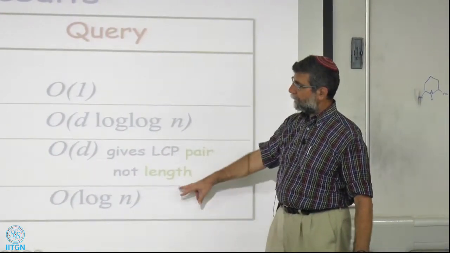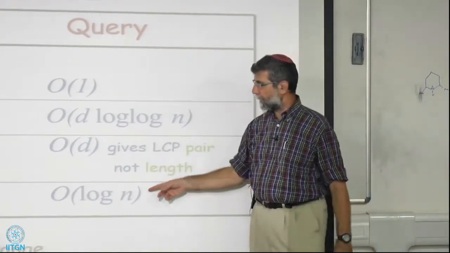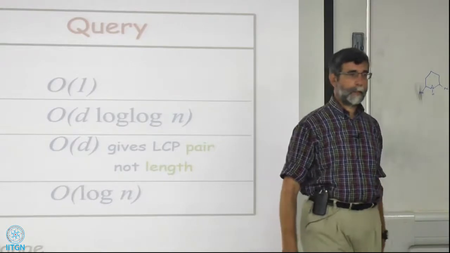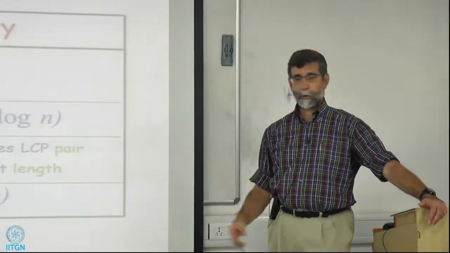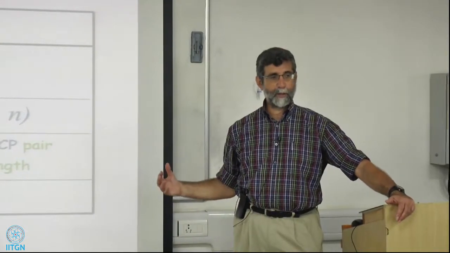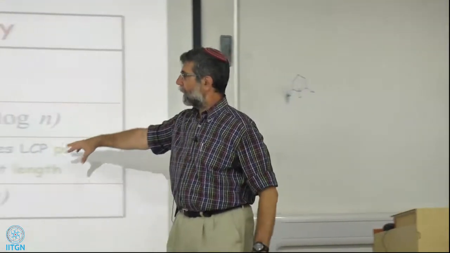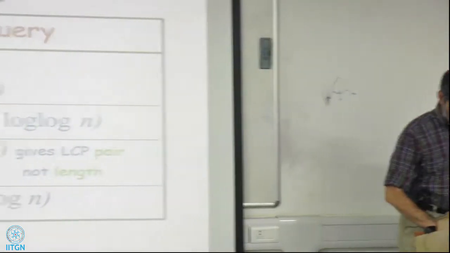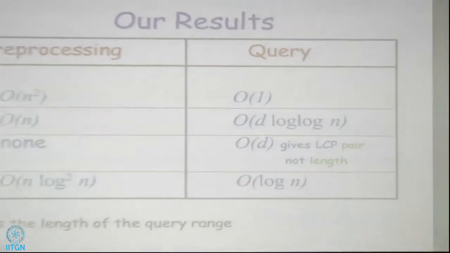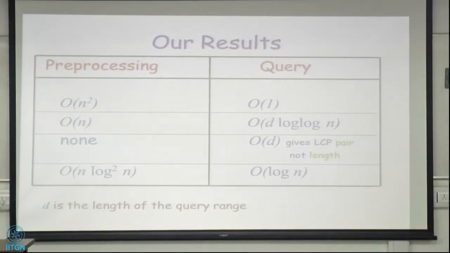And finally, we're going to show how we can do it in O of n log n preprocessing, and then in O of log n time. And again, I will add your proviso that log n is smaller than d, because otherwise, yes, you can use one of these guys. All right, so let's start. The first thing we're going to see is this one. How can we do that?